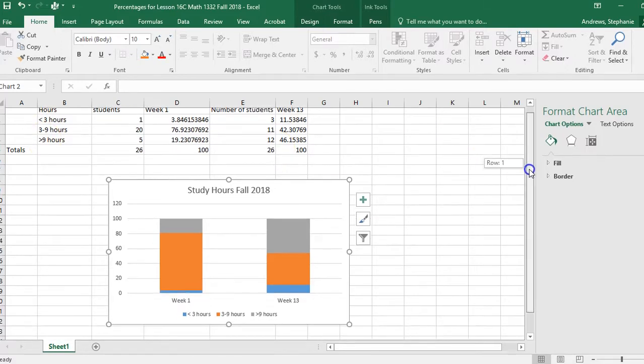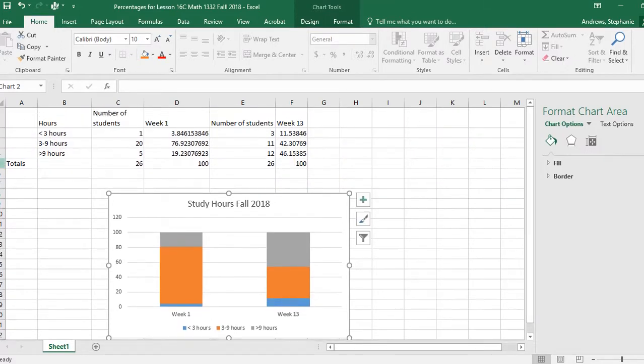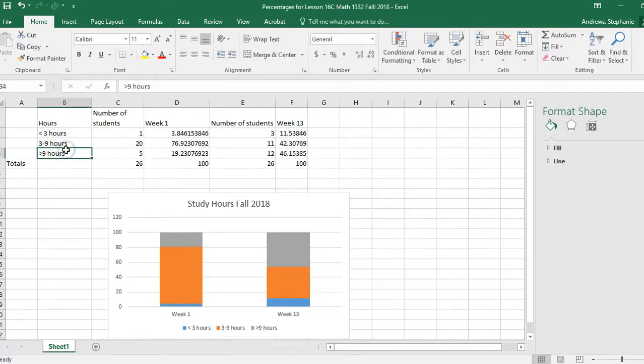Right here at the top, you'll notice over here where the hours are: the less than 3, the 3 to 9, and the greater than 9. I couldn't get my sort feature to work, so I just counted, and I looked for the less than 3 hours. We had 1 person in our list, 20 who were 3 to 9, and then 5 who were over 9. And this was in week 1.